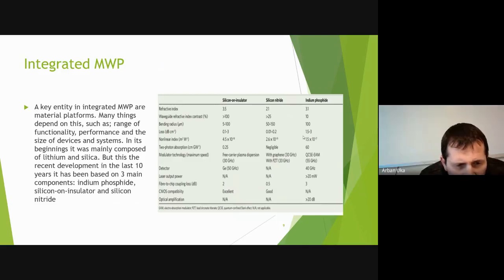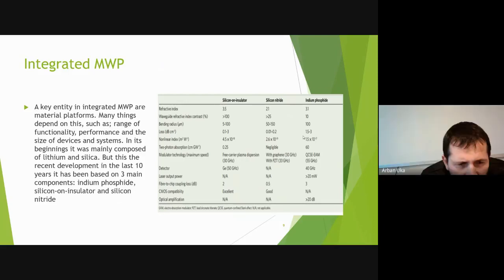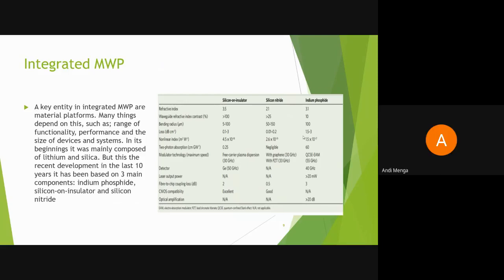Wait a second, Gray. In the report, I want you to write the chemical formulas, like indium, In, phosphide. Okay, we can do that. And also, you can write what MWP means. It is microwave photonics, but since you mentioned it before, I thought we can shorten it.